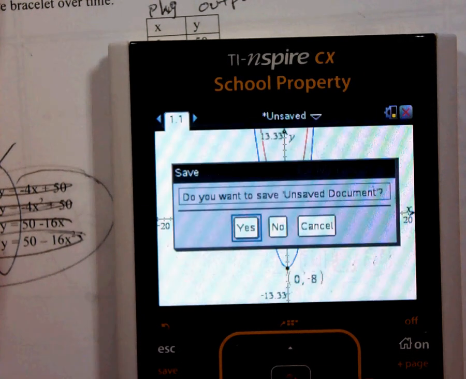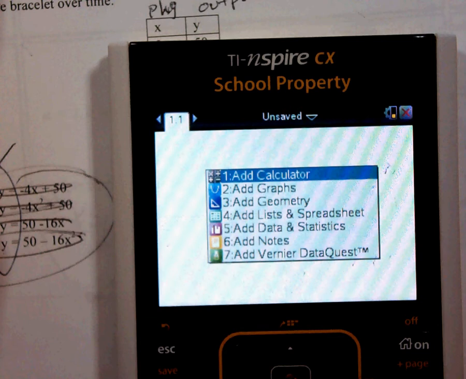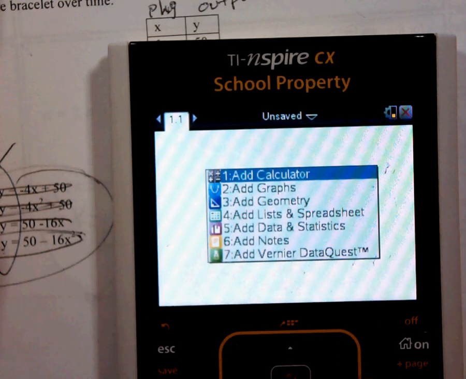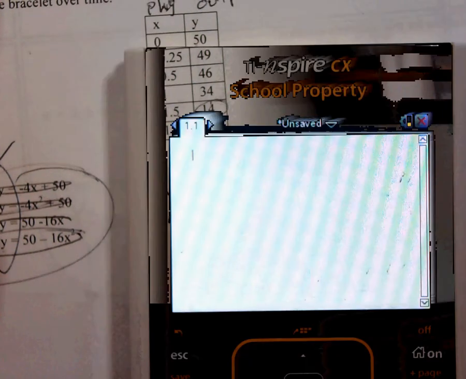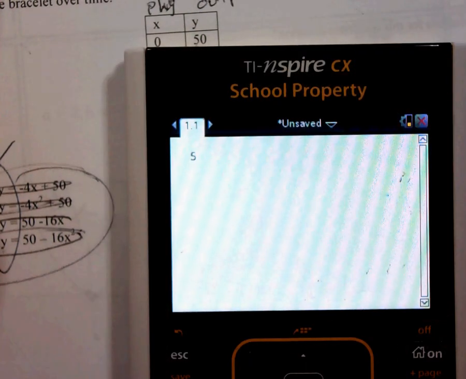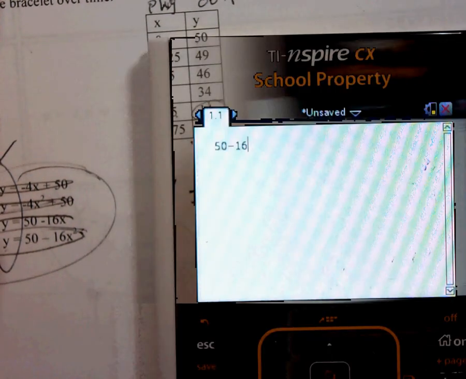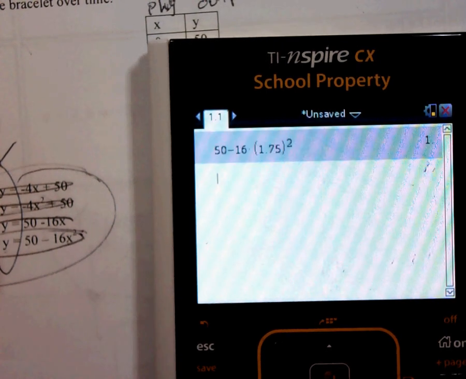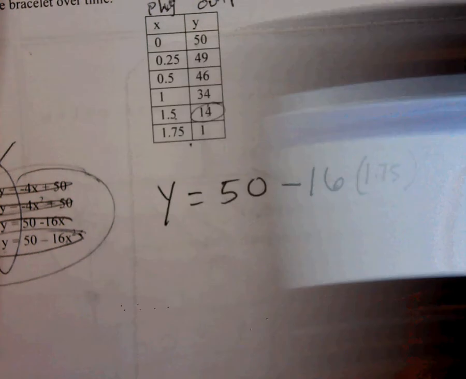So on a new document, we'll start over because I might have messed up, and I'm just showing you how to start over. Maybe you had too many screens open. So 50 minus 16 parentheses 1.75 close squared. And it gives me 1, and that's what the table says.